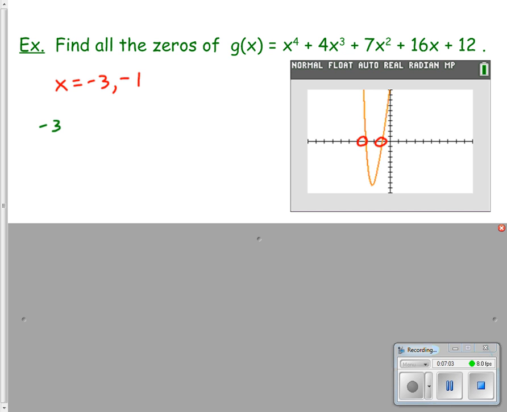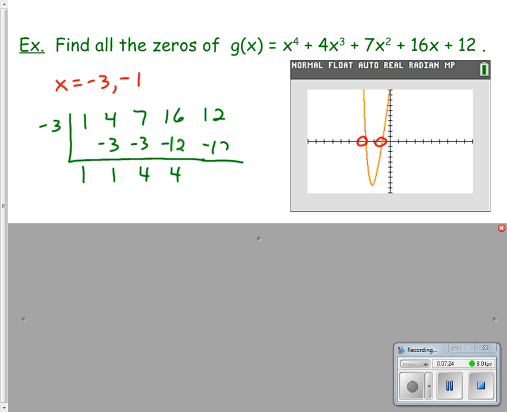So -3, we have 1x to the 4th, 4x cubed, 7x squared, 16x, and 12. Bring the 1 down, multiply by the -3, add, multiply by the -3, add, multiply by the -3, add, multiply by the -3, 0 remainder. So this means that when I divide out the x plus 3 factor, I'm left with 1x to the 3rd plus 1x squared plus 4x plus 4.